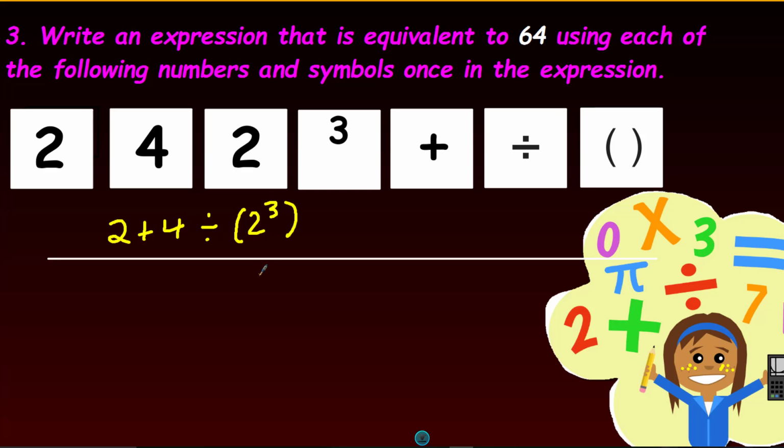Now I've used my parentheses, division, add. Did I use all the numbers? I did. So I can see what I get. It looks like I'm going to have to do the exponents first. So 2 plus 4 divided by 2 raised to the third power. That is 8. Now I have to do my division. So I have 2 plus 4 divided by 8, and that's just 1/2. So you can see how off I am here. My answer would be 2 1/2. Okay, so that's not working, is it?